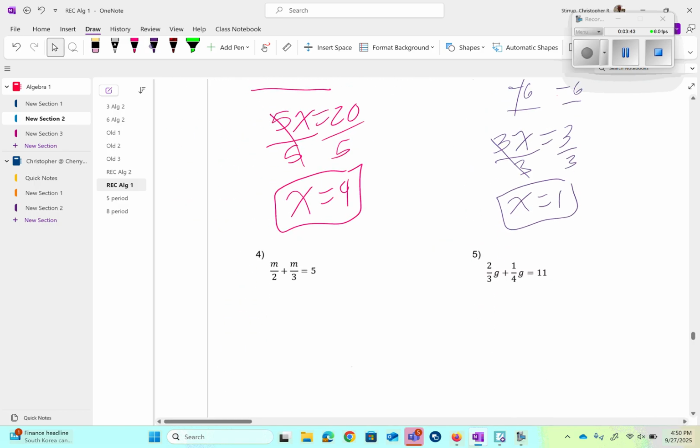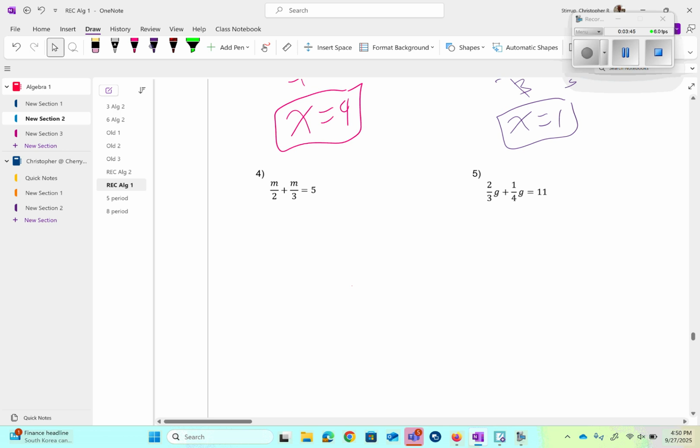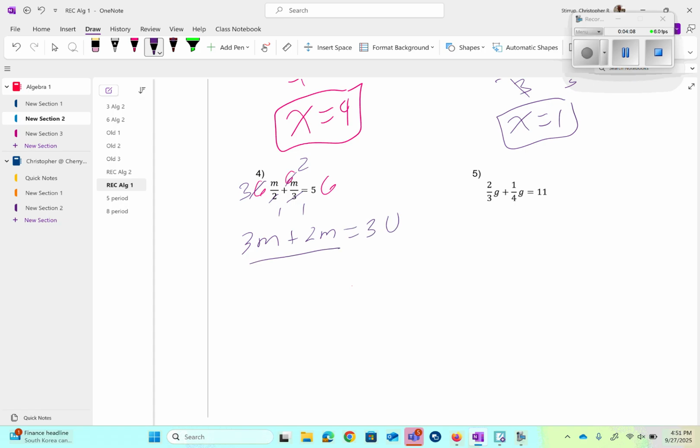Problem number 4. We have 2 of the terms that have a denominator, a bottom number. In this case, there is a 2 and a 3. So if I multiply each of my 3 terms by 6, 2 goes into 6 3 times. So 3 times m is 3m plus 3 goes into 6 twice, and that's 2m. And then 5 times 6 is 30. Those are like terms because they have the m on both of them. 3m plus 2m is 5m. It's equal to 30. Divide each side by 5. These cancel out, so m is equal to 6.